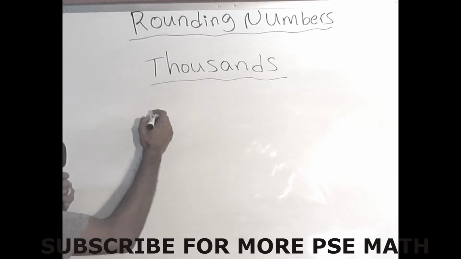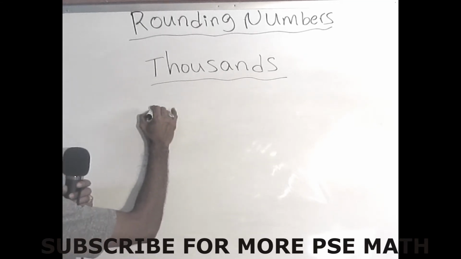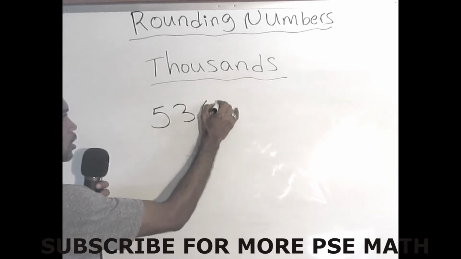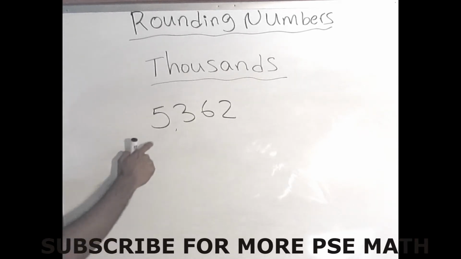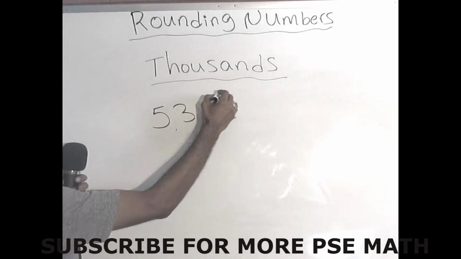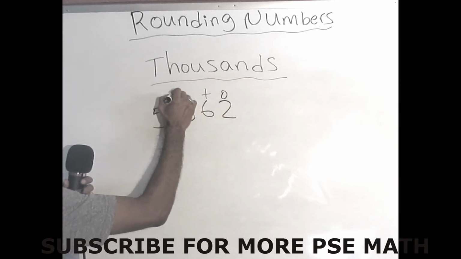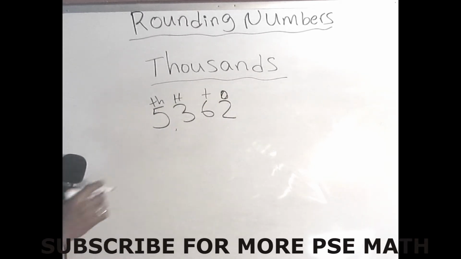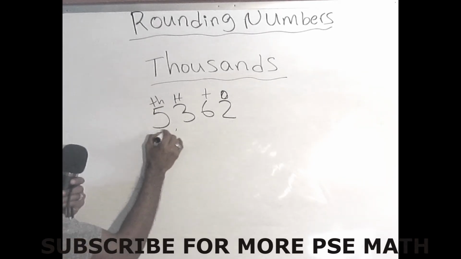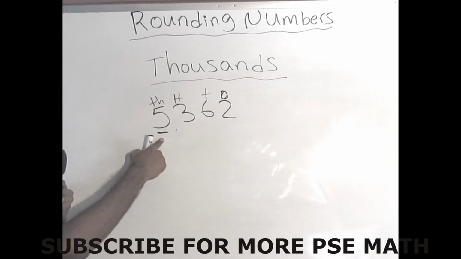Here, we will continue by placing some numbers. We have 5, 3, 6, 2. So we have 5,362, and we want to round that to the nearest thousands. So today, we're rounding the number to the nearest thousands. And the rule is, we want to find the number in the thousands place. So let's go with ones, tens, hundred, thousand. So we have placed them in the order that they're supposed to go. So we're rounding to the nearest thousand, so we locate the number in the thousands place, which is 5.